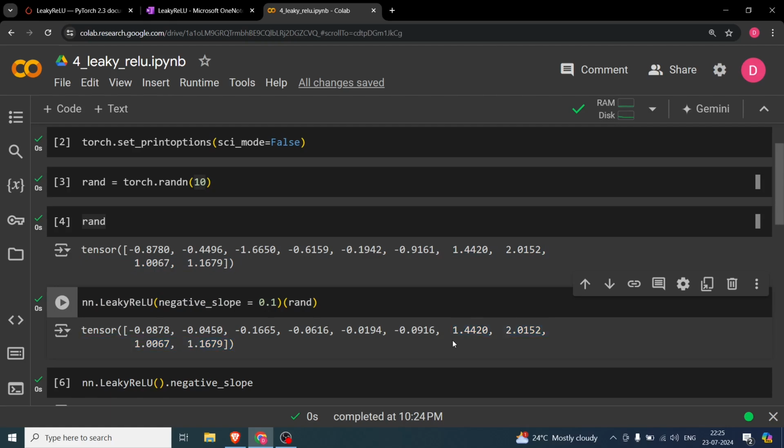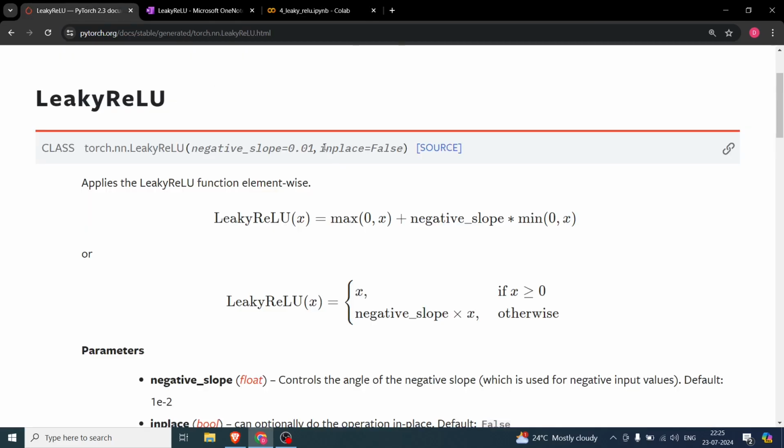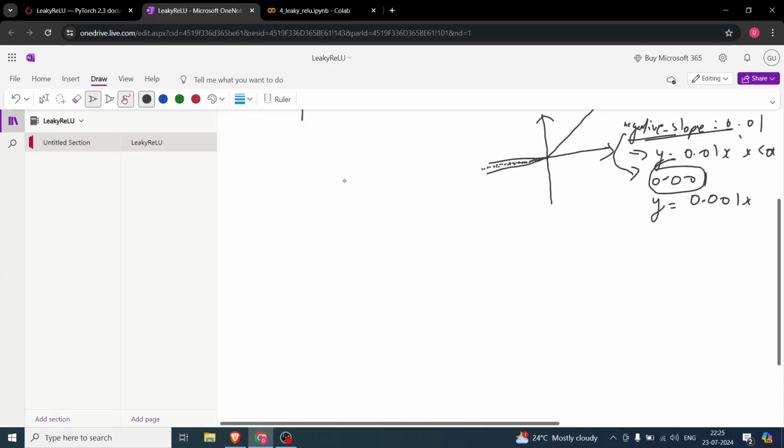I hope you were able to understand this point. Now what is inplace equal to False? If you have seen the video on ReLU, it's basically the same thing over here. The inplace function, if it is True, which we mostly use, then we have less memory usage and higher speed of computation.